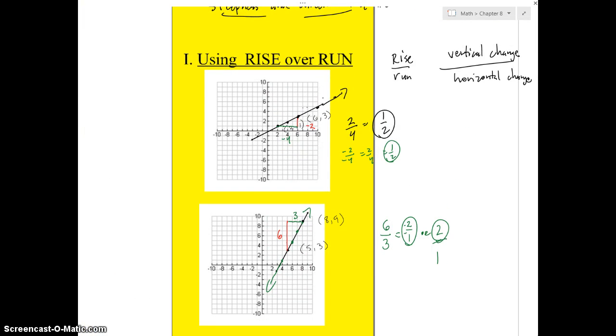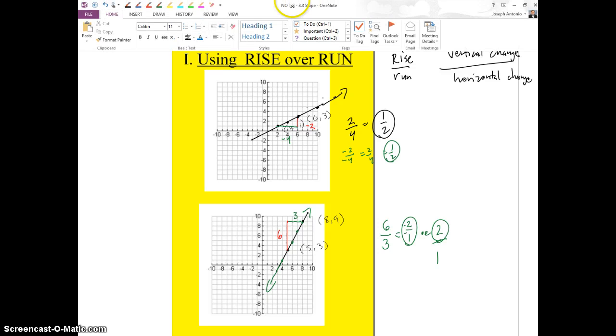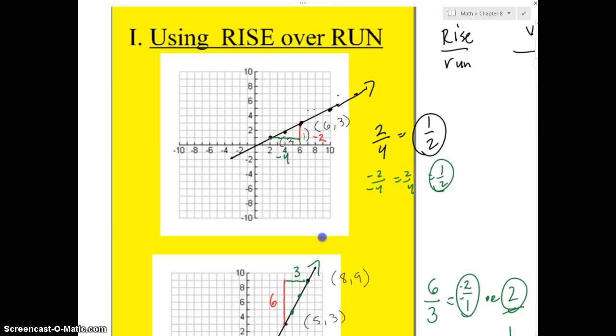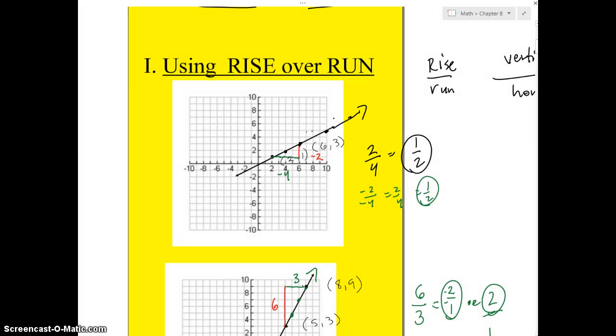Now, I want you to look at this graph closely again as we wrap up today's lesson. Is there a way to tell what the slope is just by looking at the ordered pairs? Look, you've got 6 and 3, 2 and 1. I'm going to write them right here. You have the ordered pair 6, 3, and you have the ordered pair 2, 1. Well, what do you notice?